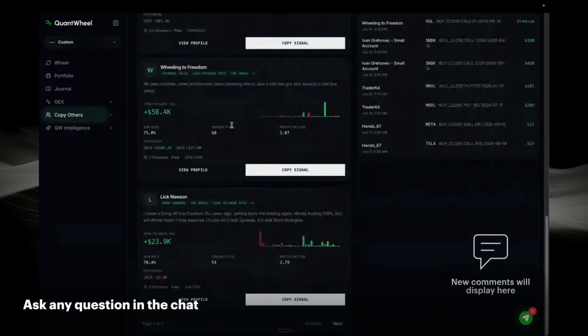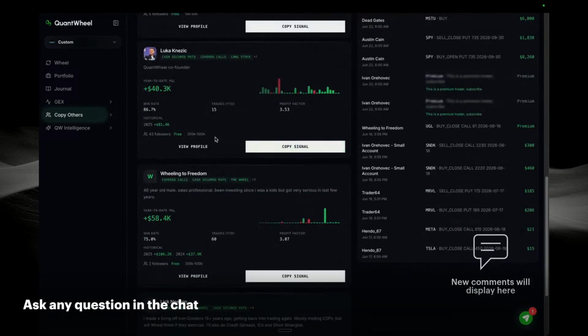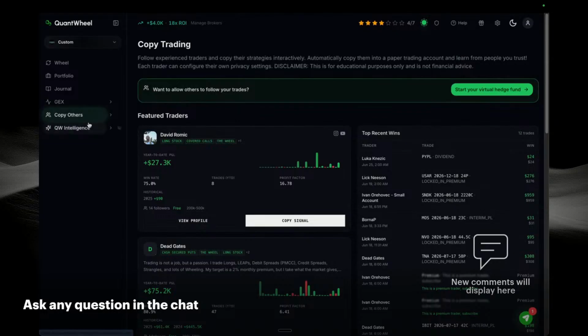There are tons of great traders here. There's over $200 million in connected portfolios from different traders here. And a lot of them are going to come to enable copy trading from their account in the near future.